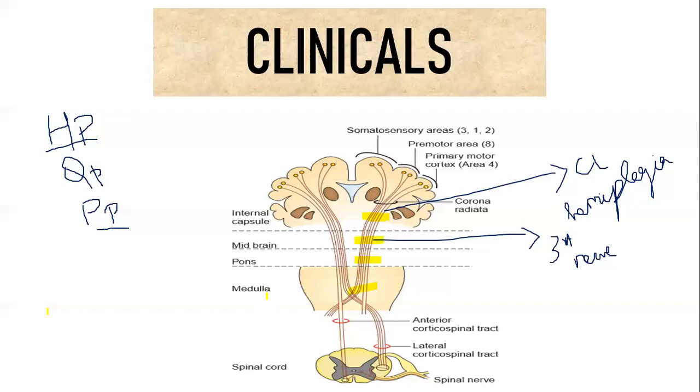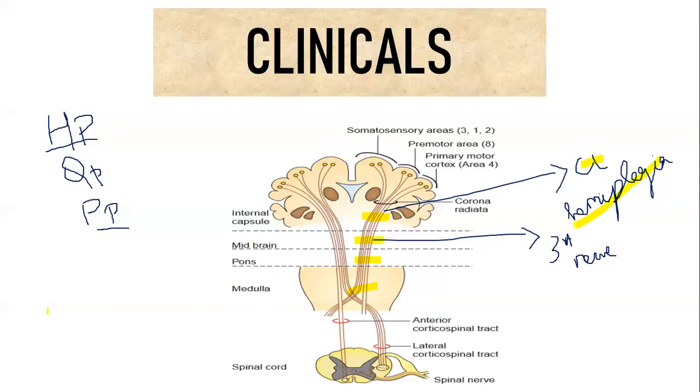So 3, 7, 11. Midbrain, ipsilateral third nerve palsy. Pons, ipsilateral facial nerve palsy or facial paralysis, I can say. Medulla, there is going to be hypoglossal nerve palsy on the ipsilateral side, along with this hemiplegia. Are you able to understand? This is the clinical correlation.